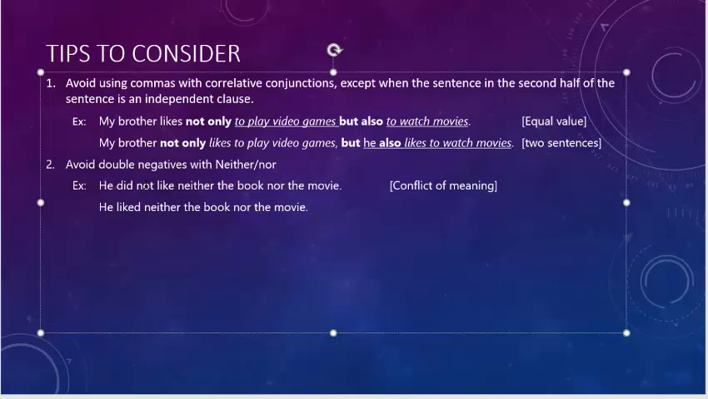Now if we translate this sentence, it means that he liked the book and the movie. This is the meaning. But if we remove the first negative form, "He liked neither the book nor the movie," it means he didn't like any of it. He liked none of these two things. Therefore, we have to avoid double negatives with correlative conjunctions.